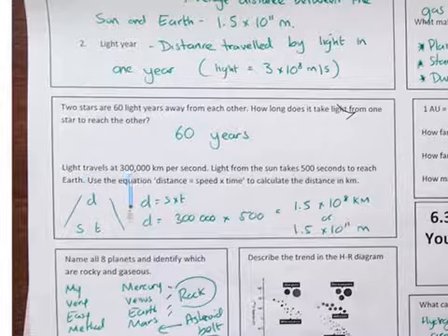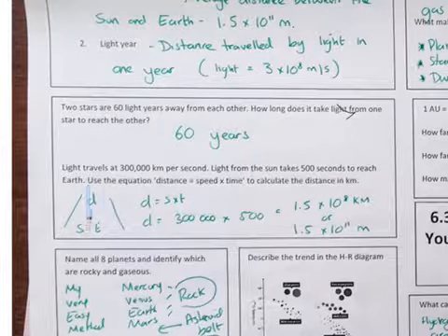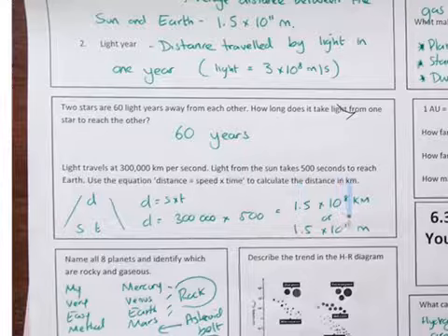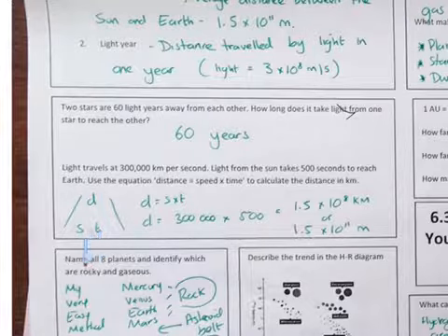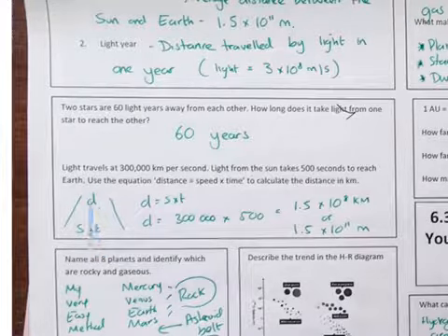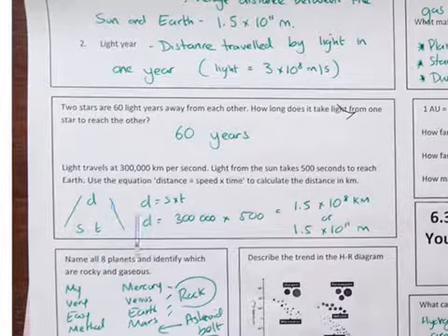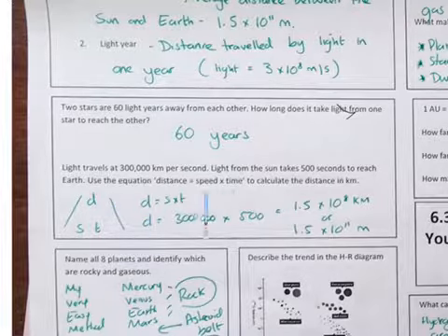Light travels at 300,000 kilometers per second. Light from the sun takes 500 seconds to reach Earth. Use the equation distance equals speed times time to calculate the distance in kilometers. So I've put that into a triangle because I absolutely love triangles. I think they're very beneficial at finding what you want and rearranging. But the equation is kind of given to you anyway.